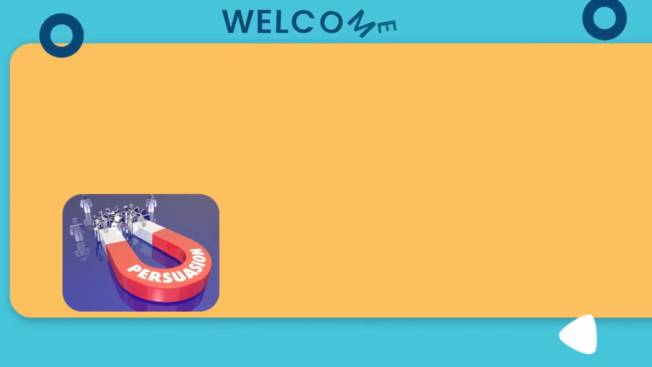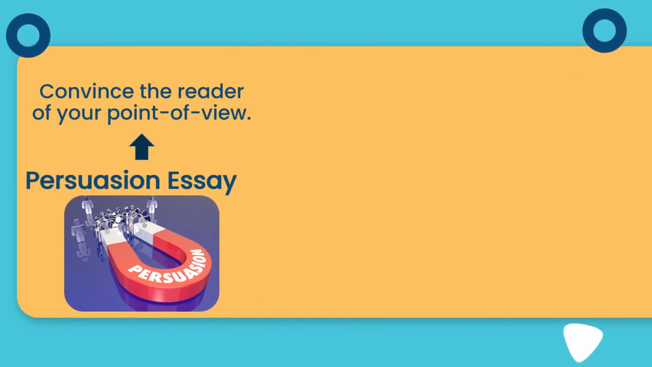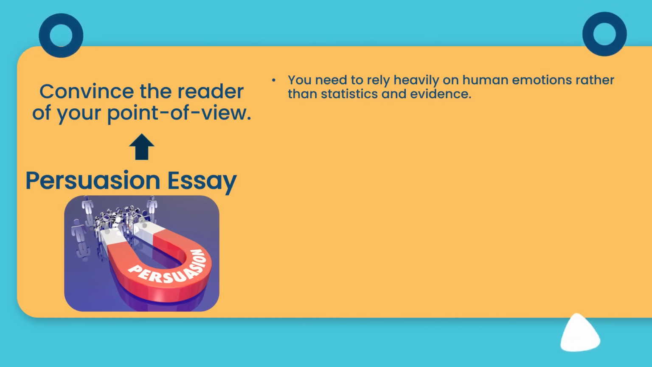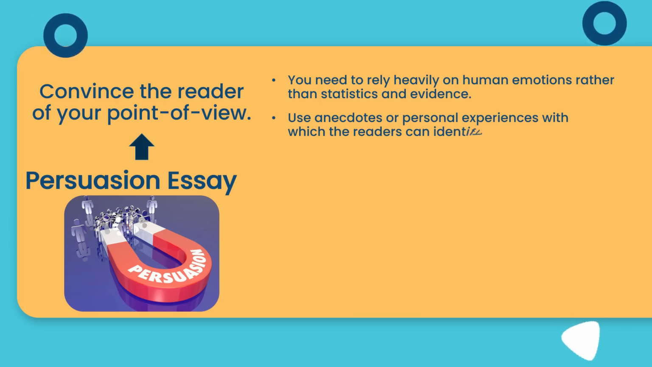Hi, welcome. In your persuasion essay, the goal is to convince the reader of your point of view. You need to rely heavily on human emotions rather than statistics and evidence. You use anecdotes or personal experiences with which the readers can identify.